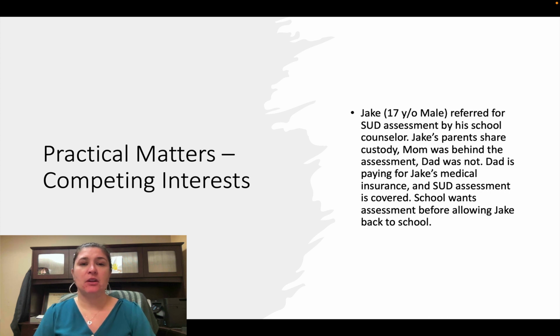Here's an example. Jake, a 17-year-old male, was referred for a substance use disorder assessment by his school counselor. Jake's parents share custody of him, and the mom is behind the assessment, and the dad was not. Dad is paying for Jake's medical insurance, and substance use assessment is covered in his medical insurance. The school wants the assessment before allowing Jake back into school. So we have multiple competing interests here. We have the school's interests, we have mom's interests, dad's interests, and the insurance's interests. And all of those can be competing on what they want.